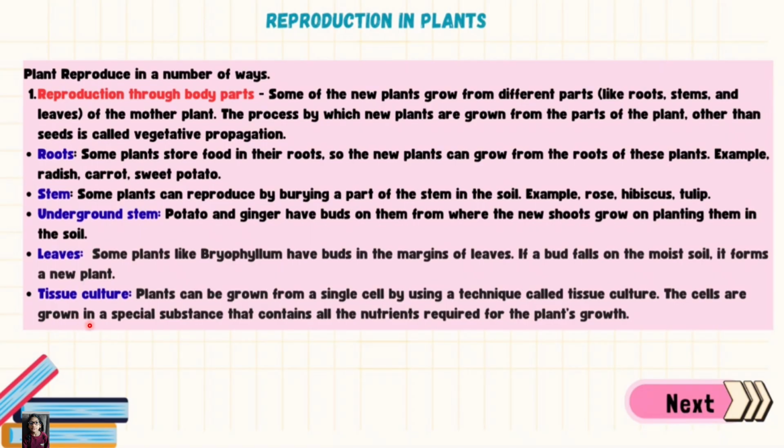Tissue culture. It is a modern way in which plants are grown from a single cell by using a technique called tissue culture. These cells are grown with the help of a special substance that contains all the required nutrition.